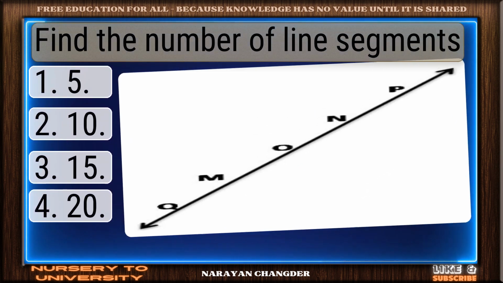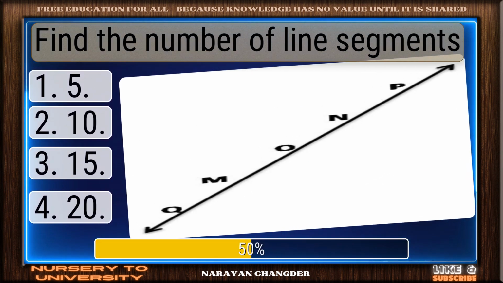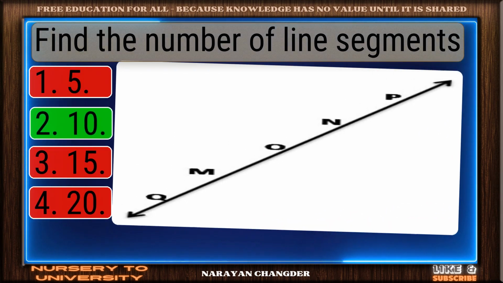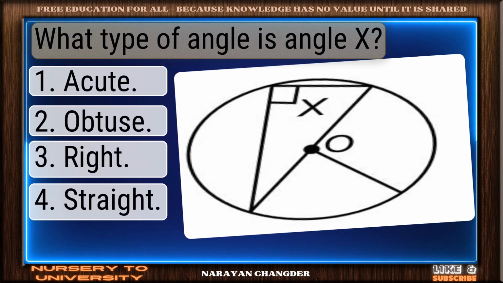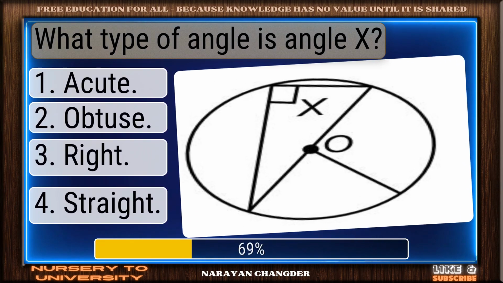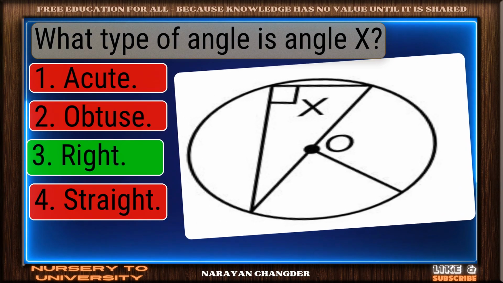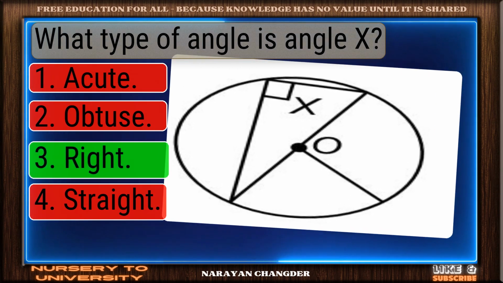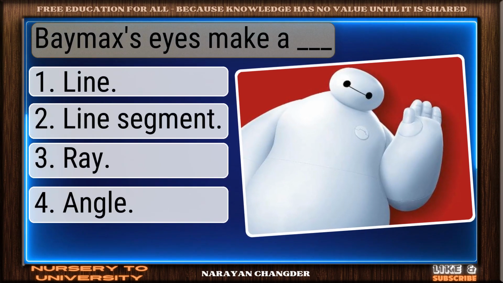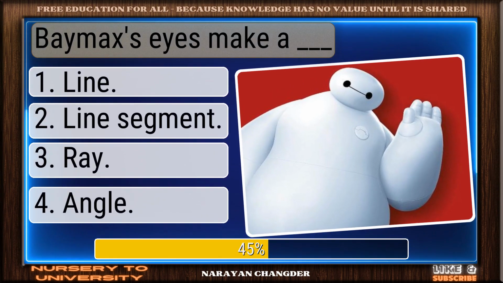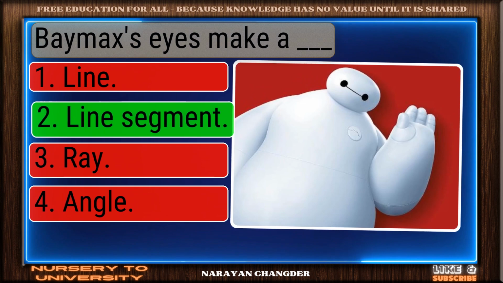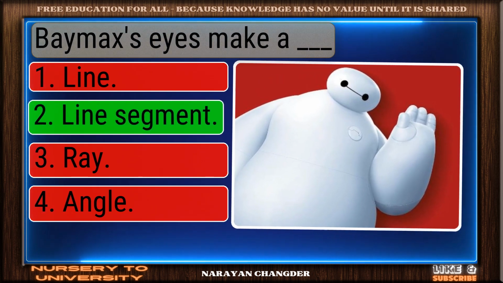Find the number of line segments. You're right. 10 is the correct answer. What type of angle is angle X? Nice selection. Right is the correct and valid answer. Baymax's eyes make a dash. Great thinking. Line segment is the right choice.